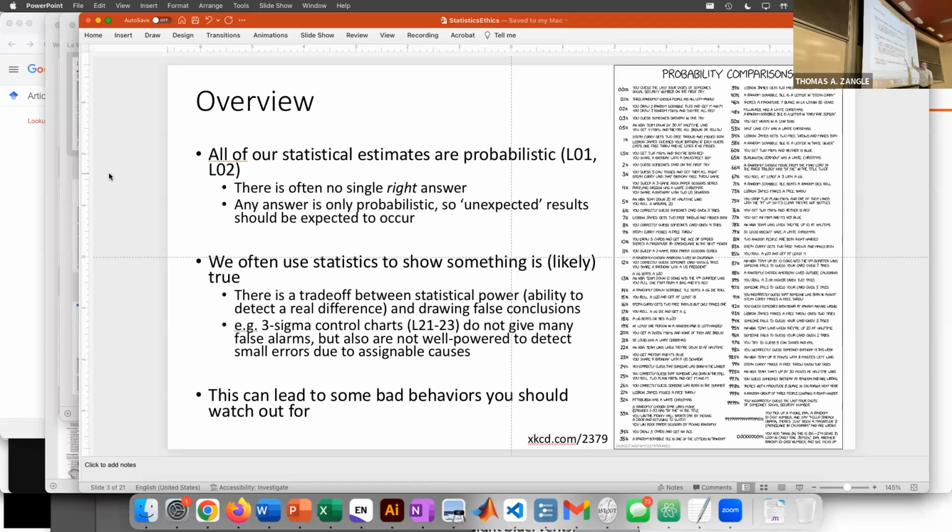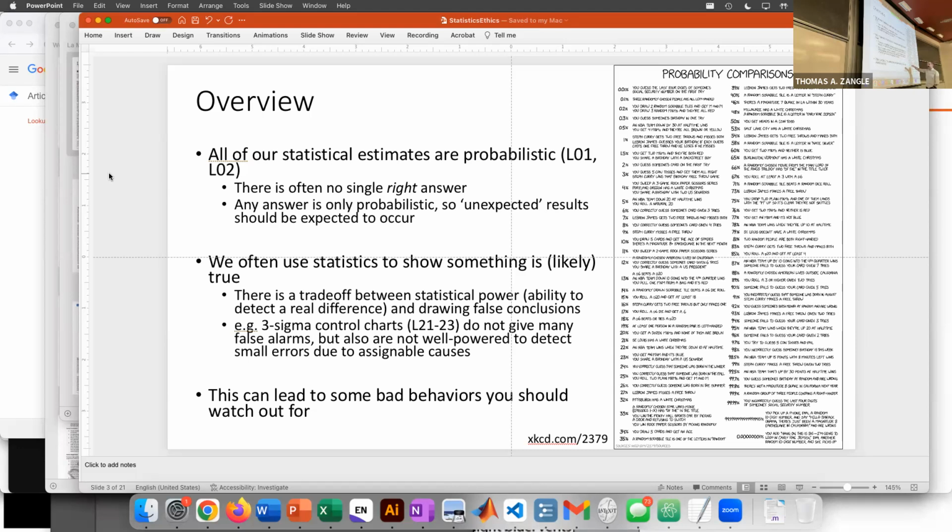And related to this is that there's often a trade-off between what we would call statistical power, which is the ability to detect a real difference, and our guarding against drawing false conclusions. So an example was in control charts, right? This lecture is 21 through 23, most recently. We saw that we often are going to be using 3 sigma control charts, which don't give very many false alarms, right? We had a very, very low chance of seeing a false alarm, falsely detecting that a situation is out of control when it is in fact in control. But it also means that then those control charts are not well powered to detect small errors that are due to real causes.